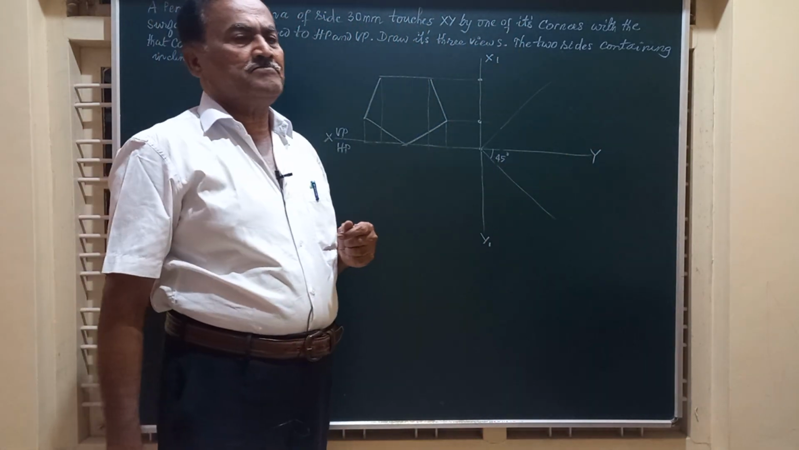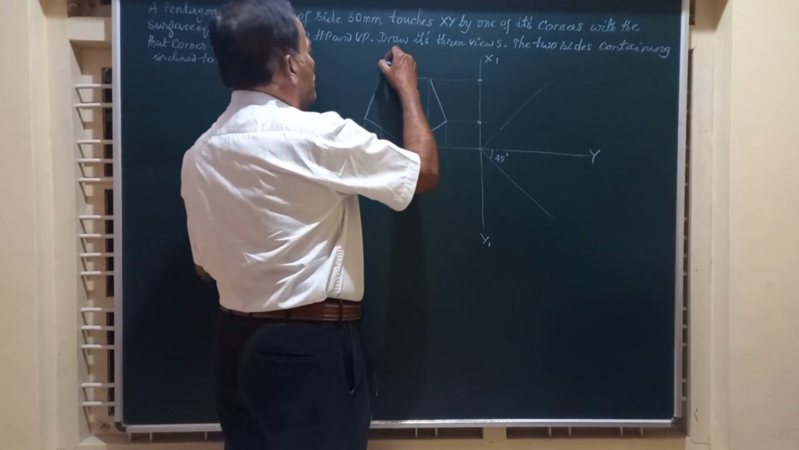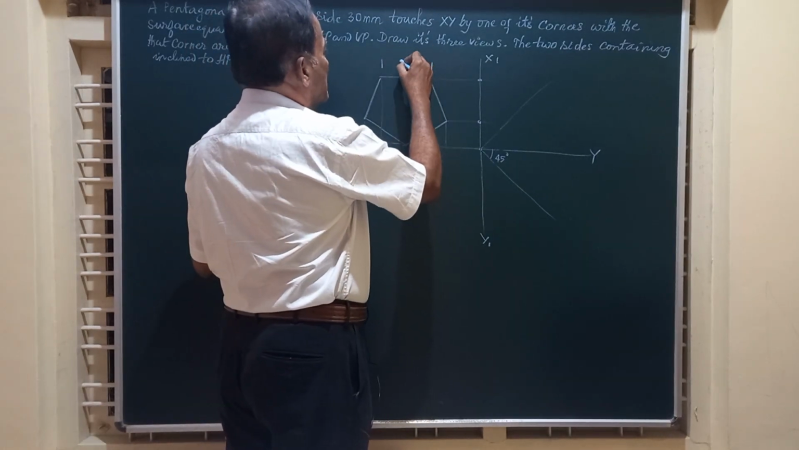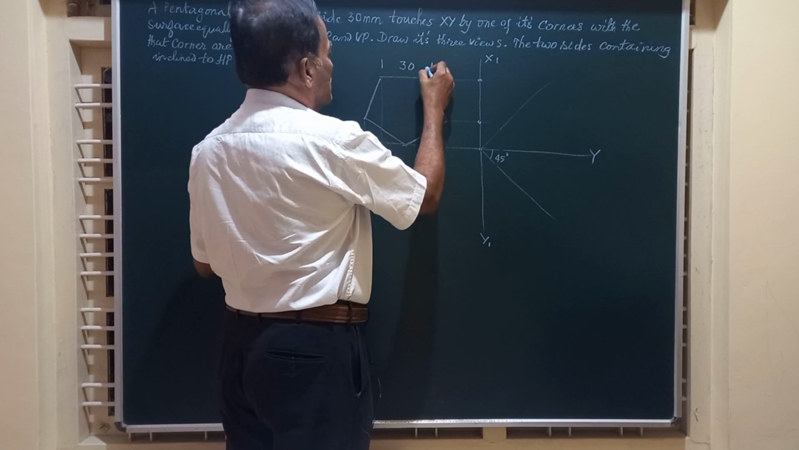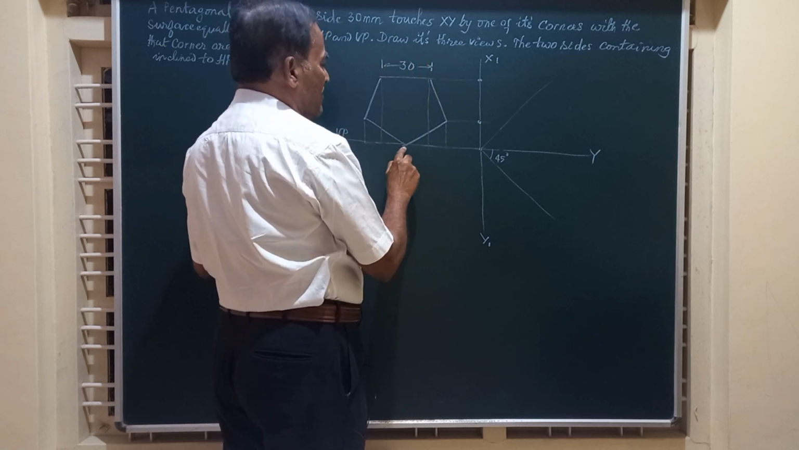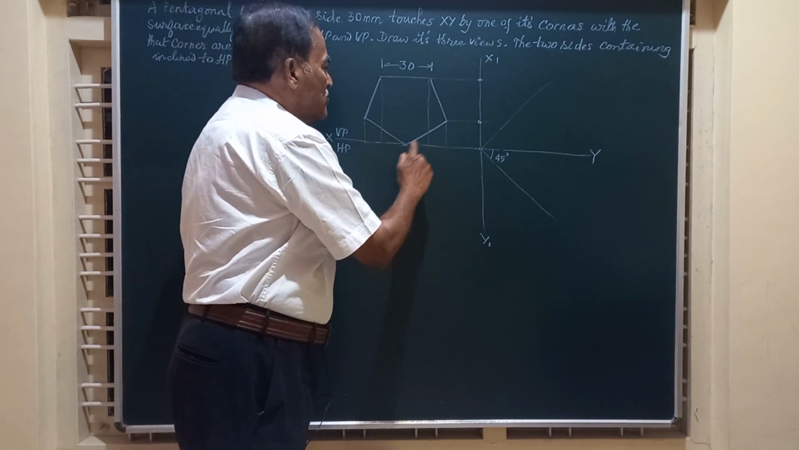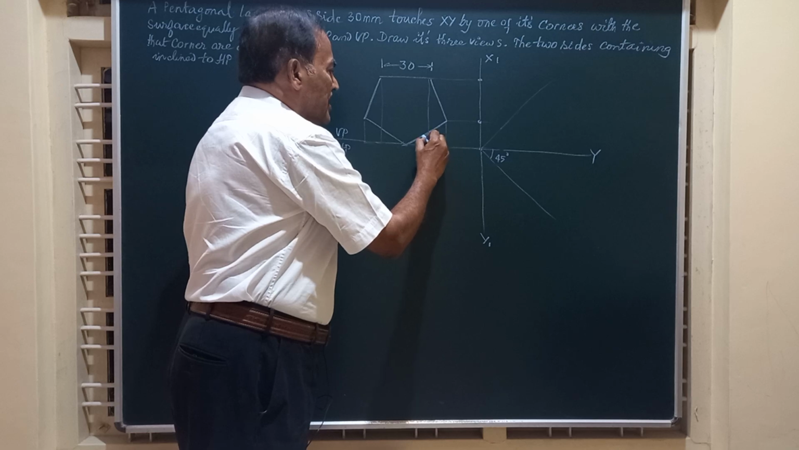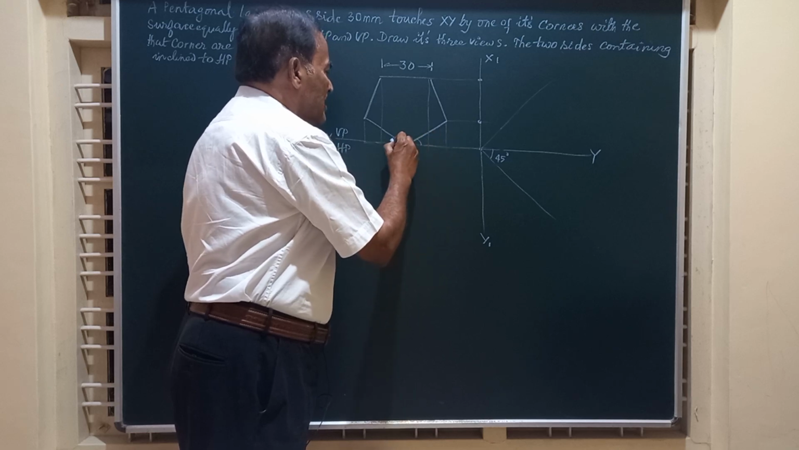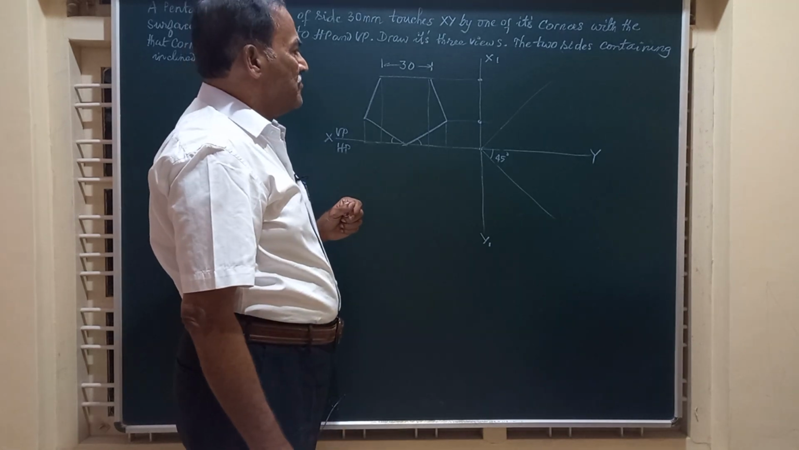Now friends, we write down the front view of the lamina. A regular pentagon of side equal to 30 millimeter, such that one of its corners is touching XY with these two sides equally inclined to VP. Say these two angles are the same. Whatever the angle you get, it should be the same.